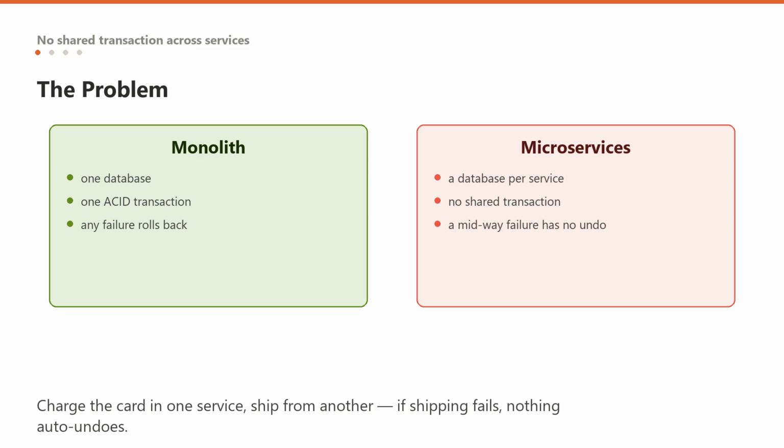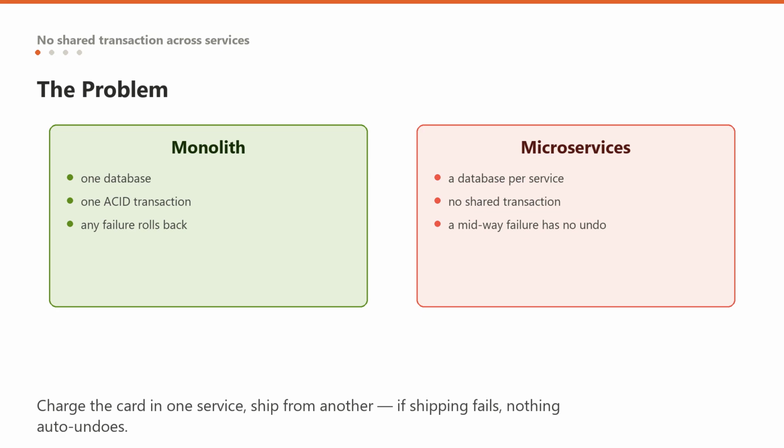Let's set the scene. In a traditional monolith, placing an order is easy. One application, one database, one transaction. You reserve stock, charge the card, and create the shipment, and if anything fails, the database rolls the whole thing back automatically. That's the ACID guarantee.